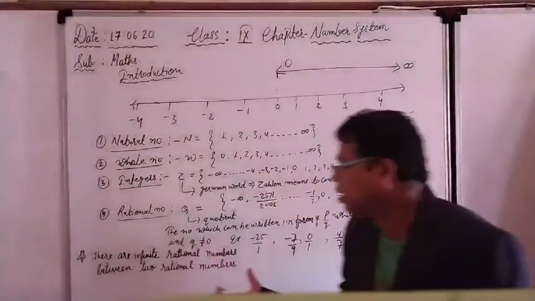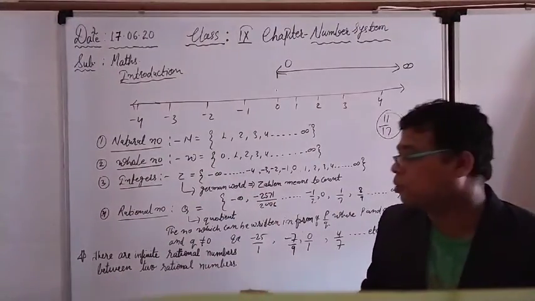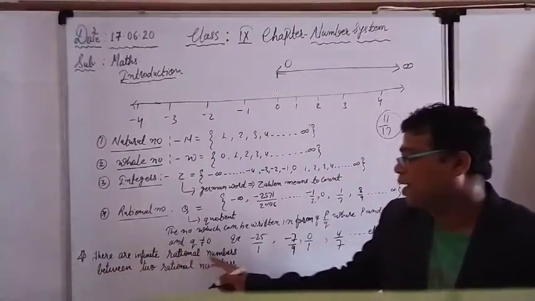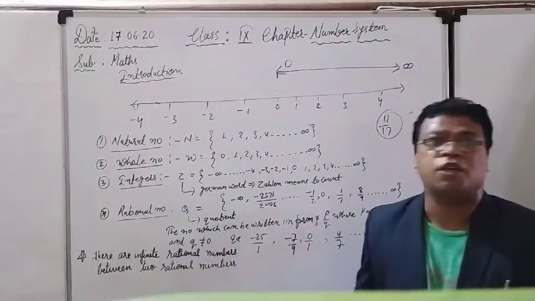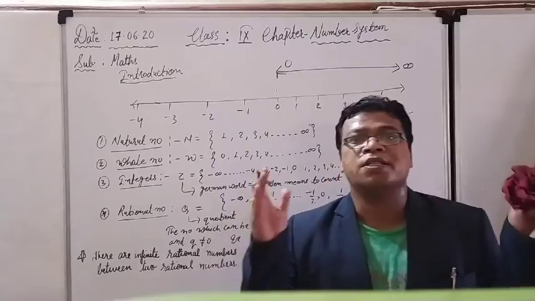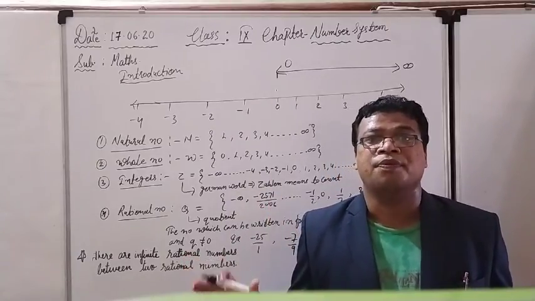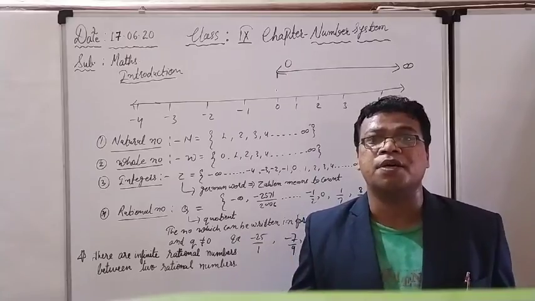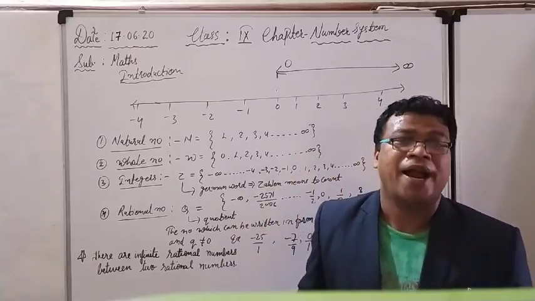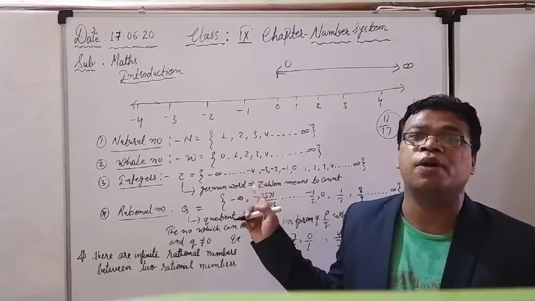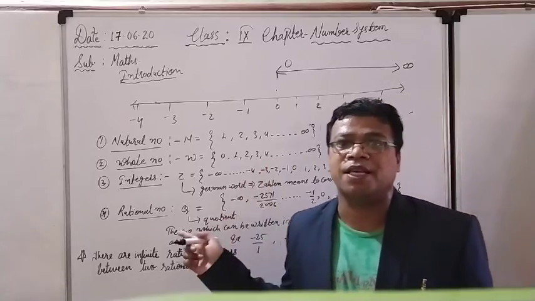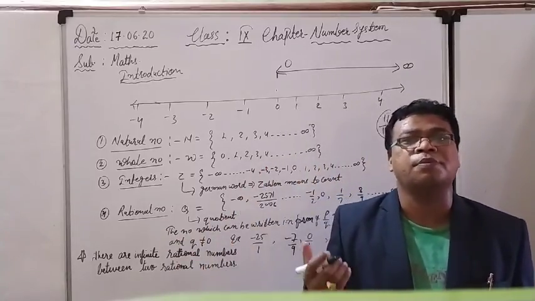One more note that I want to tell you. There are infinite rational numbers between two rational numbers, that we should know. दो रेशनल नंबर्स के बीच में इनफाइनाइट रेशनल नंबर्स हो सकते हैं. There are infinite rational numbers in between two rational numbers, and that also I will tell you according to the exercise. In the next part we have to solve some exercises based on this.